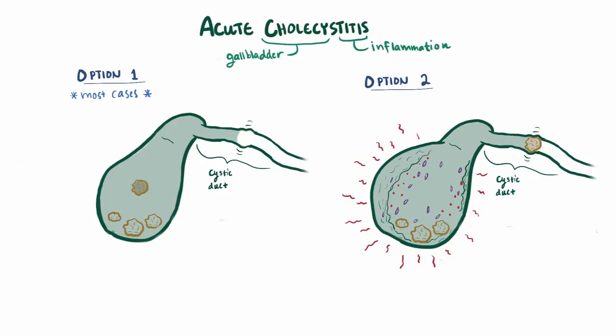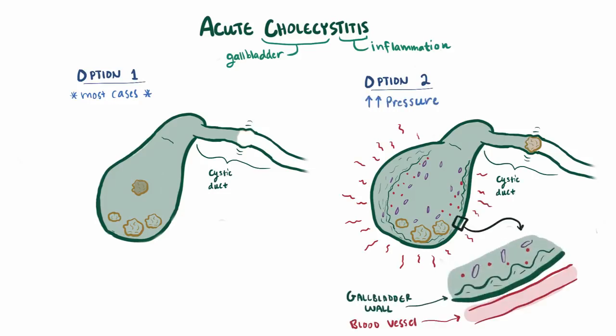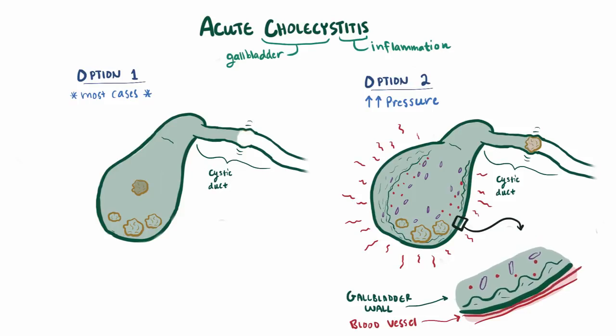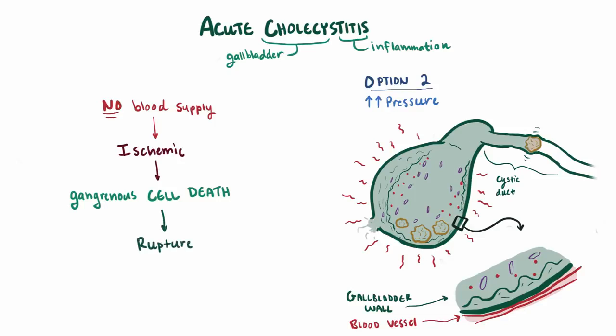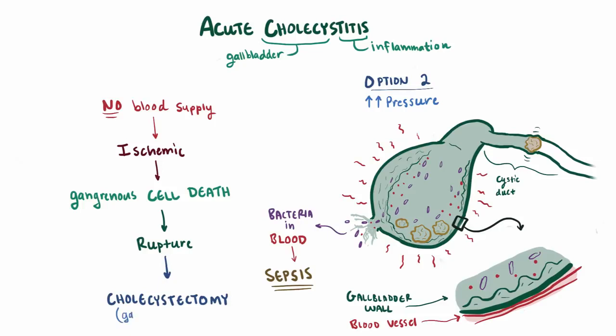And if that's the case, pressure can keep building up, eventually so much so that it starts pushing down on the blood vessels supplying the gallbladder with blood, which means blood can't get to the gallbladder and the tissue starts to get ischemic, leading to gangrenous cell death, which is cell death due to not having enough of a blood supply. As the gallbladder walls weaken, it might eventually perforate or rupture. This causes sharp pain and, if left untreated, could allow the bacteria to get into the blood supply and cause sepsis. If it's allowed to get this far, it's possible the patient needs a cholecystectomy, or a removal of the gallbladder.